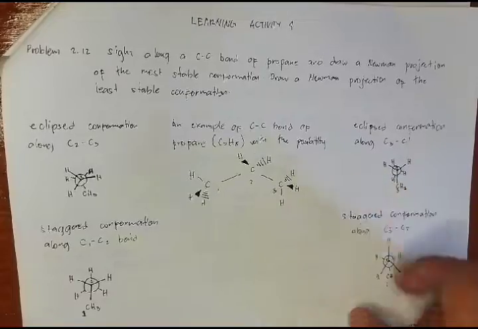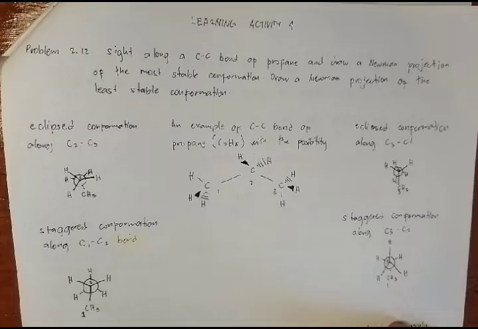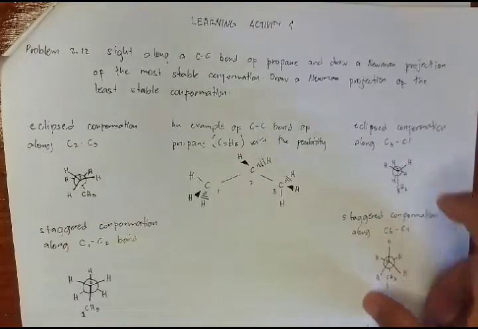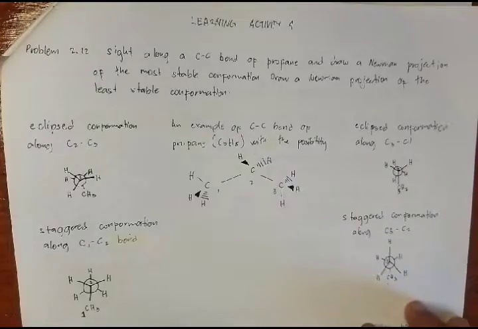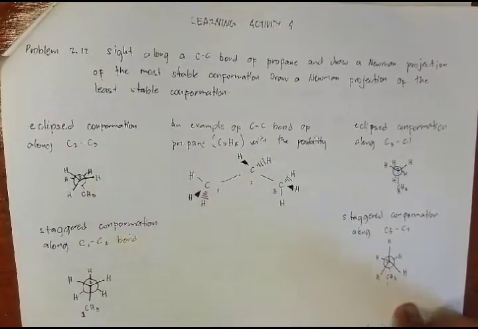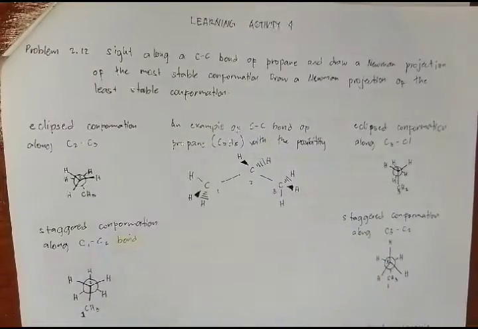You can see that here it's eclipsed. So we have here carbon number 2 and number 3. You can see that there. Then the staggered conformation along with the angle of C3 and C2. You can see there how stable it is.